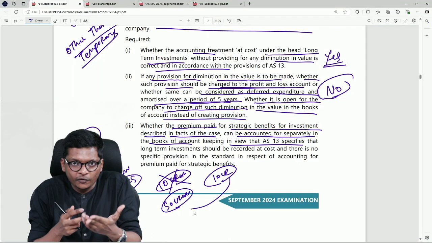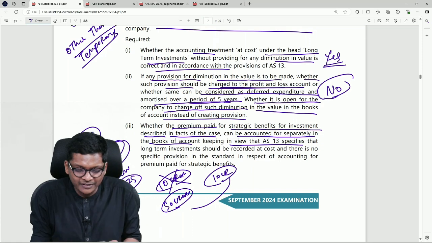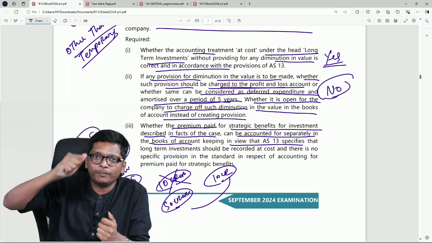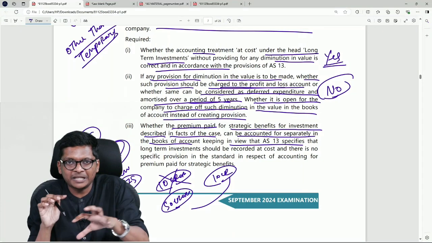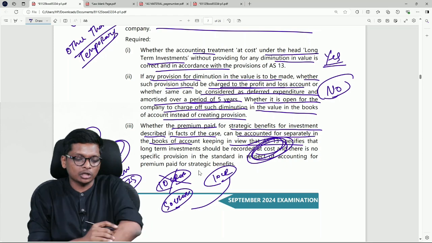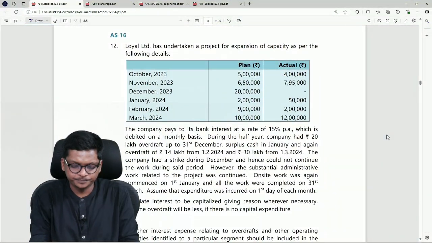So what is cost for you? 50 crores. What is cost for the company here? 1551. So I will account fully as a cost. It's still a cost for me. You paid from your pocket. So no treatment of premium separately. Fully will be shown only at cost. This is the answer for this particular question.